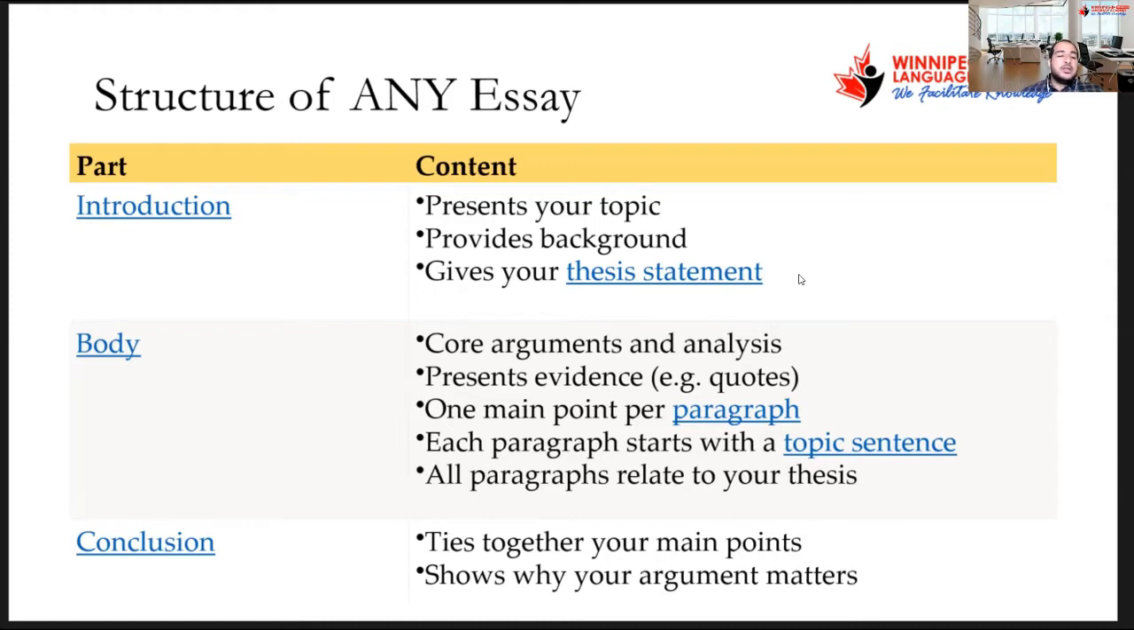Then you move to the body, and in the body you must focus on the core arguments or analysis. You present evidence or quotes or explanations. Also, you need to use one paragraph for each point.